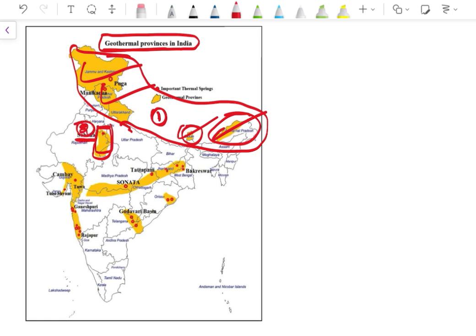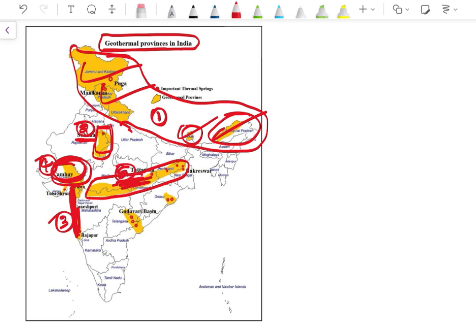The third is West Coast. See, West Coast here, this is a geothermal province. Then fourth is Cambay, here. Cambay area is here, this is fourth. And next is Sonata. See, Sonata, where the Son, Narmada and Tapi rivers are, so that is fifth. Then sixth is Godavari basin, this is Godavari basin, and seventh is Mahanadi basin, so this is Mahanadi.